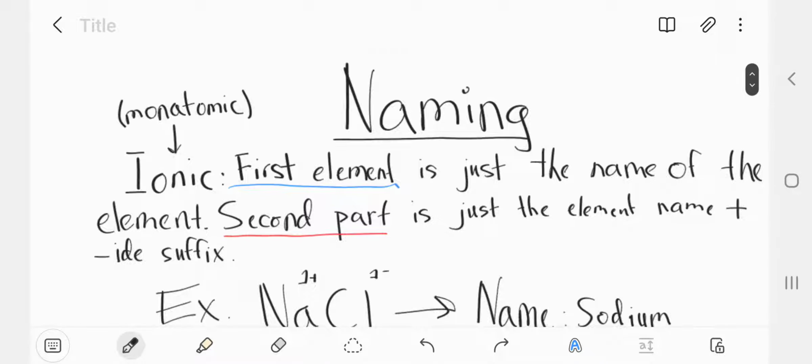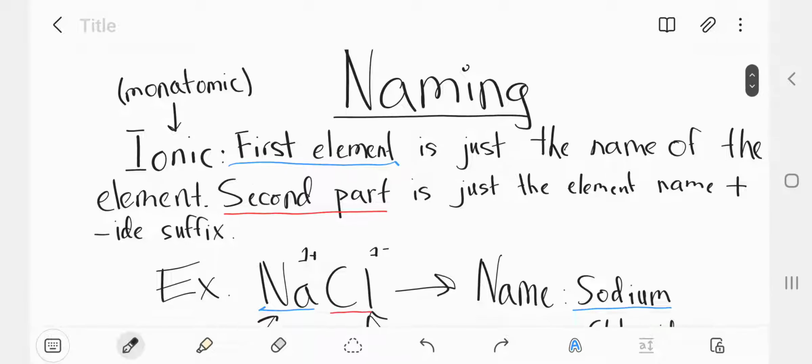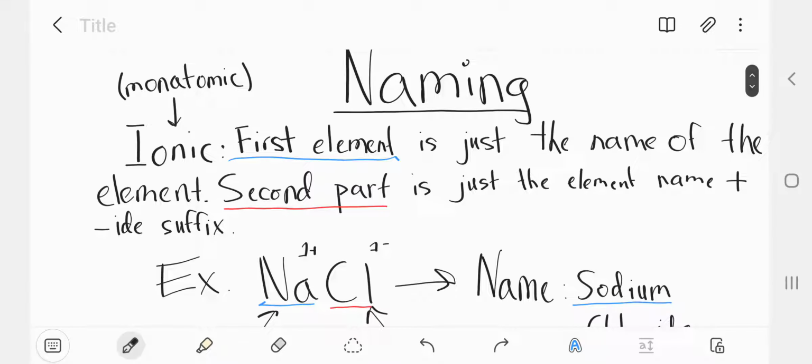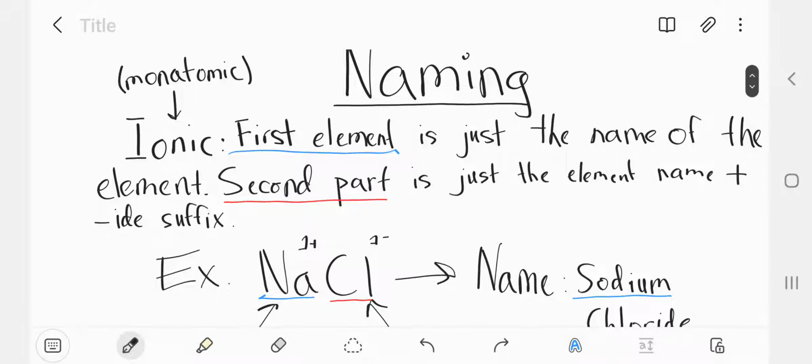Now let's move on to naming. On naming, we're going to start with ionic. On ionic, there are two different types of ions you need to know. First kind is monatomic ions. The first definition I'm giving here is for monatomic ions. Monatomic means one atom, and then the other kind of ion is a polyatomic ion. Polyatomic means many atoms. We're going to start off with basic monatomic ionic bonds, which are probably the easiest, most simple ones.